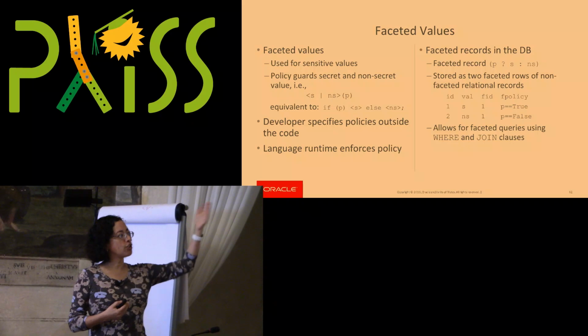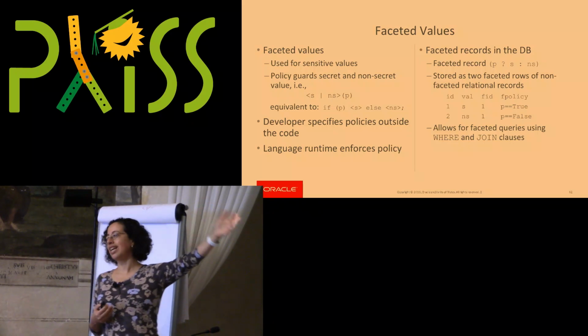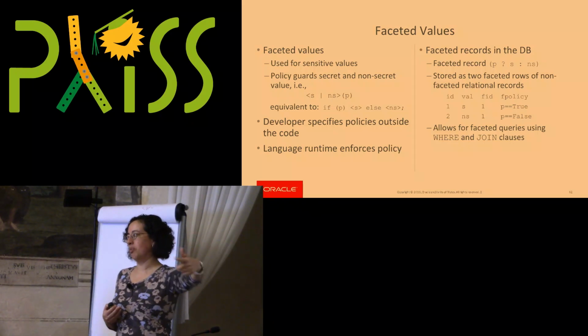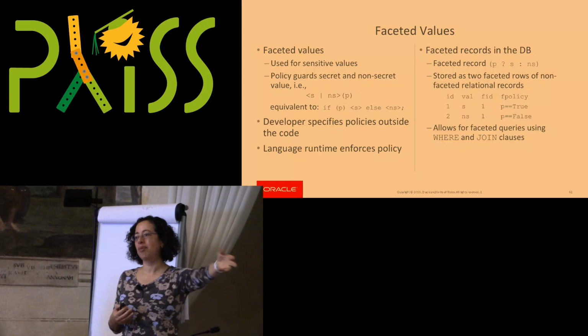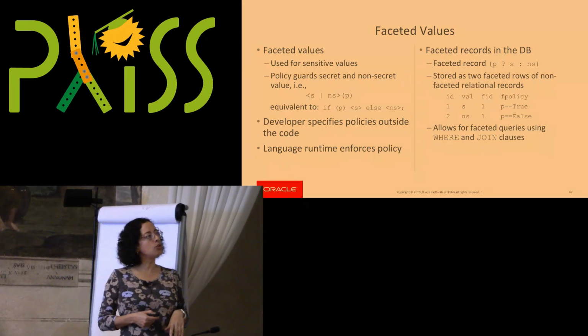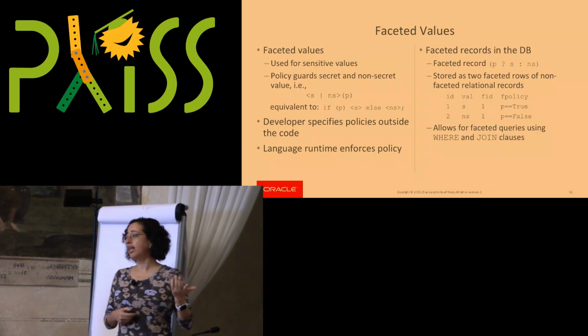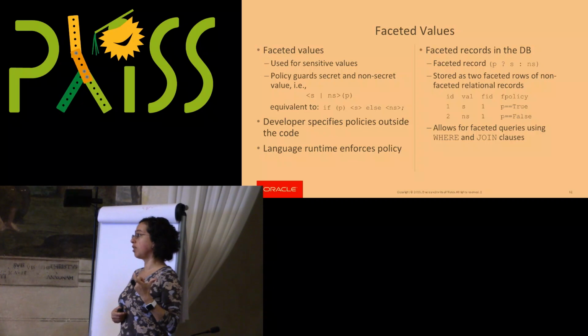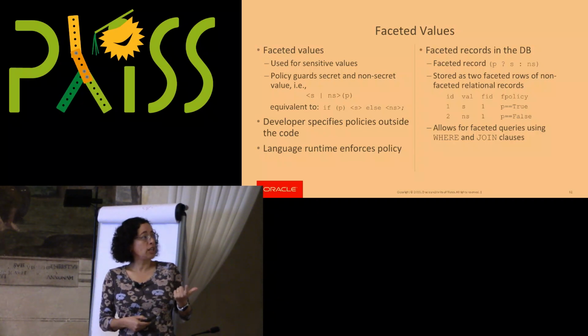So if we're tracking this information and we're not tracking it also when we cross and store data into the database, we're missing out on information. So they went ahead and introduced the faceted records idea into a database. And they did it very simple in terms of their implementation. They just said it's the same concept as the faceted values, but we're doing it with records.